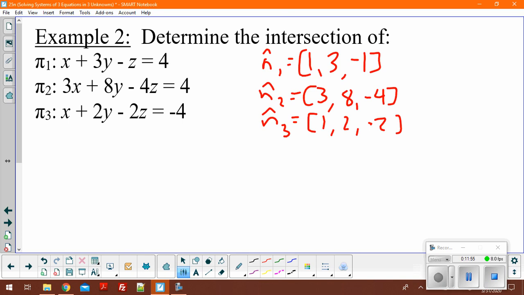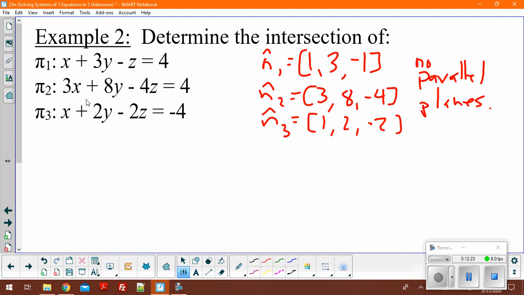Okay, again, a quick look at that would show that they're not parallel. Obviously, the first and the third can't be. And then for this, I have a 3 and an 8. So if I multiply the first one by 3, neither of those are going to give me an 8. Okay? So we have no parallel planes again.